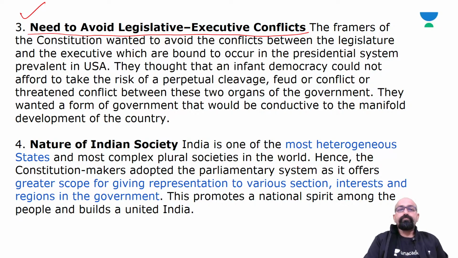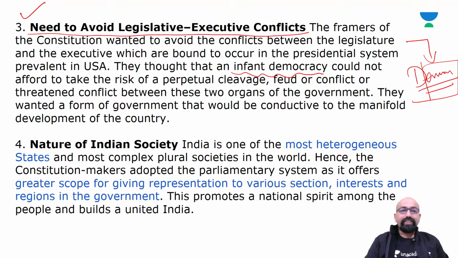And they thought that an infant democracy could not afford to take the risk of perpetual cleavages, feud, or conflict between these two organs. So, as we decided to go with the democratic country, during that independence, we were an infant democracy, right? So, they thought that the conflict between these two organs of the government is harmful for our country, and they wanted a form of government that would be conducive to the manifold development of the country.